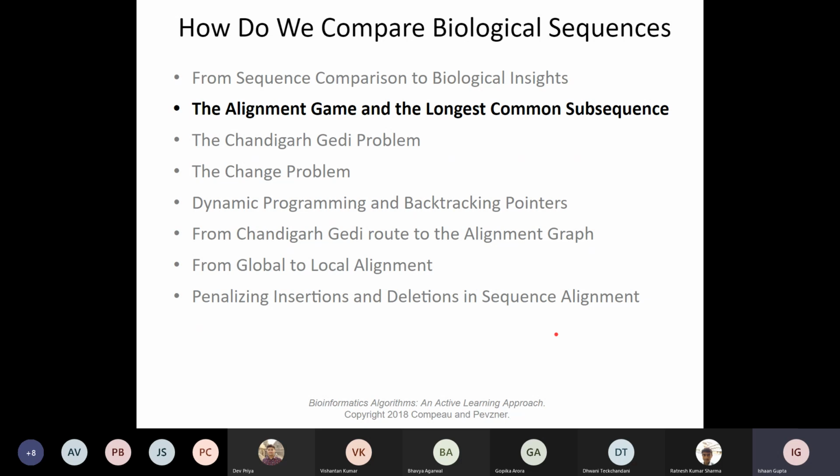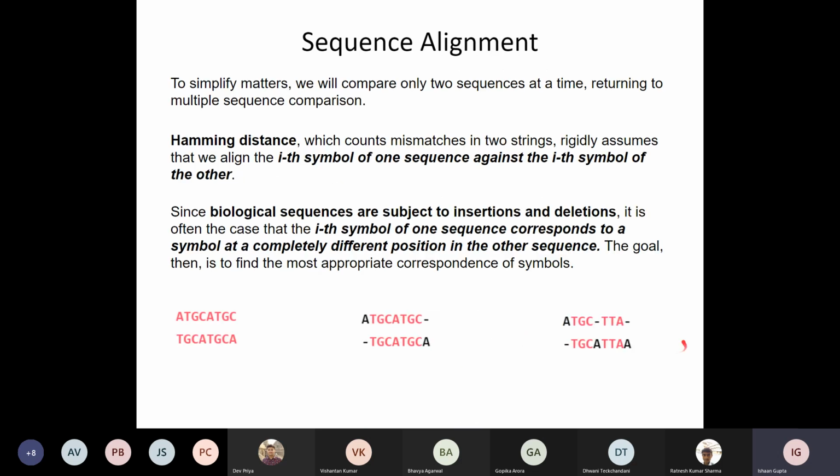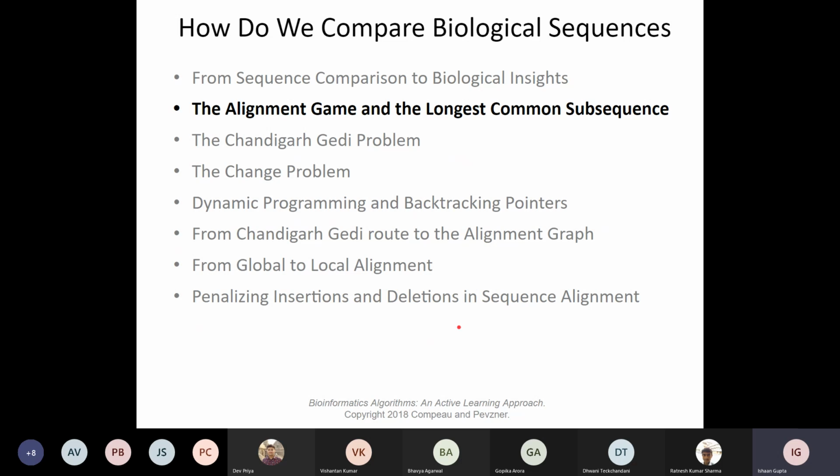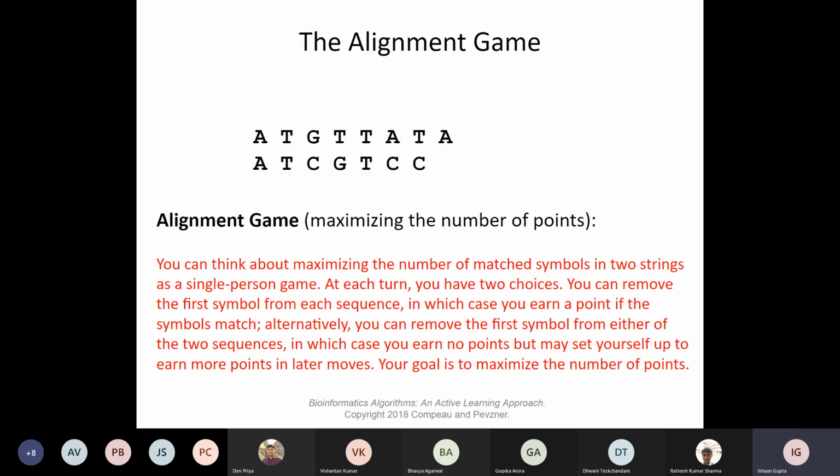So this is where I will introduce you to the alignment game, and we have to come up with a way to score these alignments. This is what's called sequence alignment. You have to come up with a way to score the sequence alignment, and we have to define this problem more formally. All right. So sequence alignment, or the alignment game, essentially is a game of maximizing the number of points. Whenever there's a match, you have a higher score. Whenever there's a mismatch, you have a lower score. So you have to think about maximizing the number of matching symbols in two strings, right?